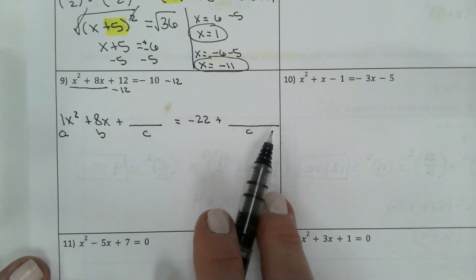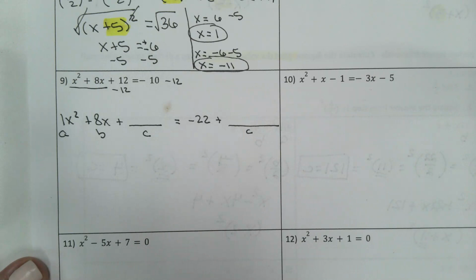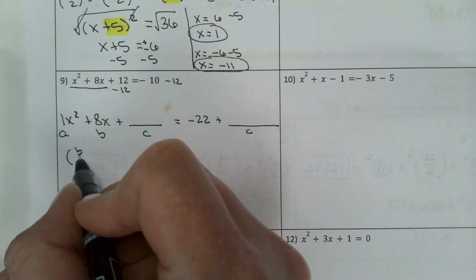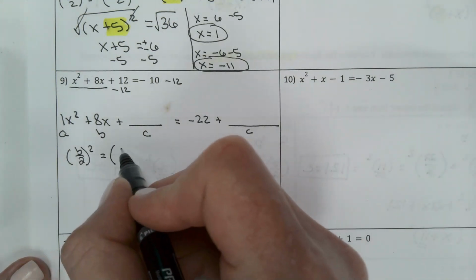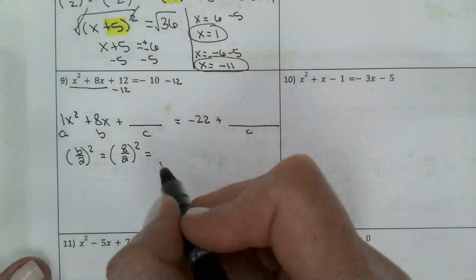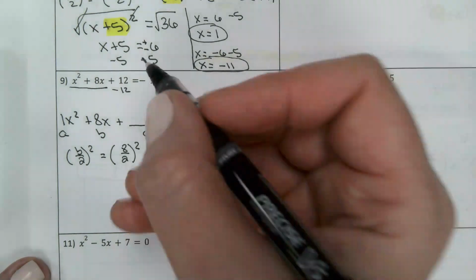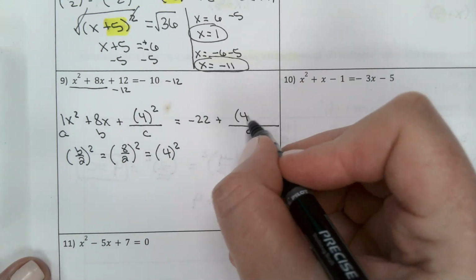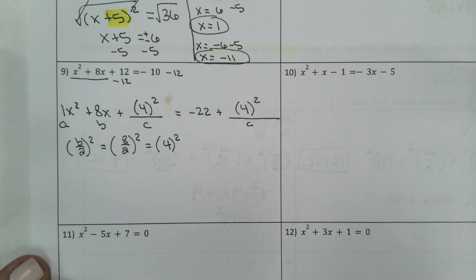A long time ago we learned that as long as you add the same number to both sides of an equation, that will keep it in balance. So what number shall we add? You use the formula b divided by 2 squared. b is 8. 8 divided by 2 is 4 squared. So 4 squared is the number that we're going to add to both sides of our equation.